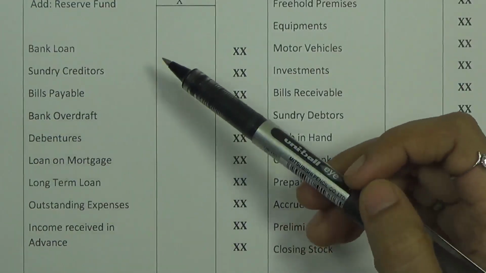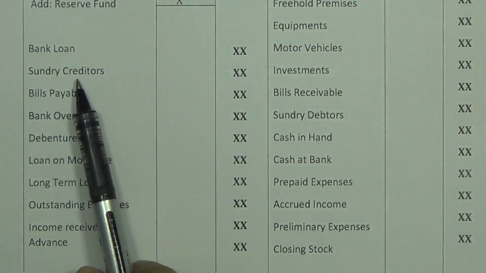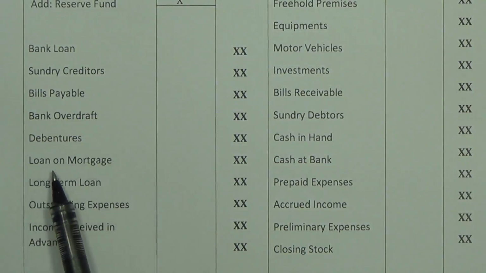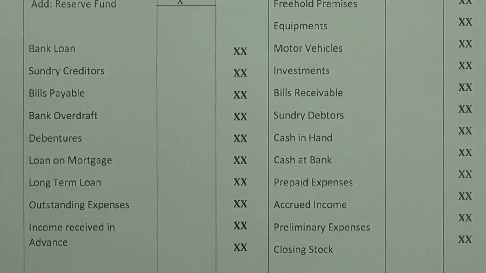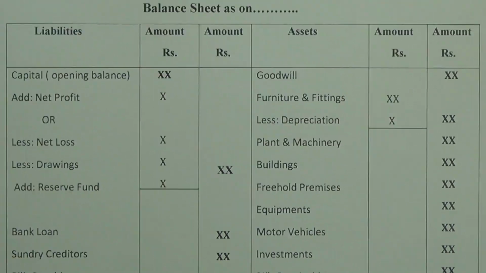Here are some of the entries of your liabilities, like bank loan, sundry creditors, bills payable, bank overdraft, debentures, loan on mortgage, long-term loan, outstanding expenses, and income received in advance. These are all topics which come under the liabilities.